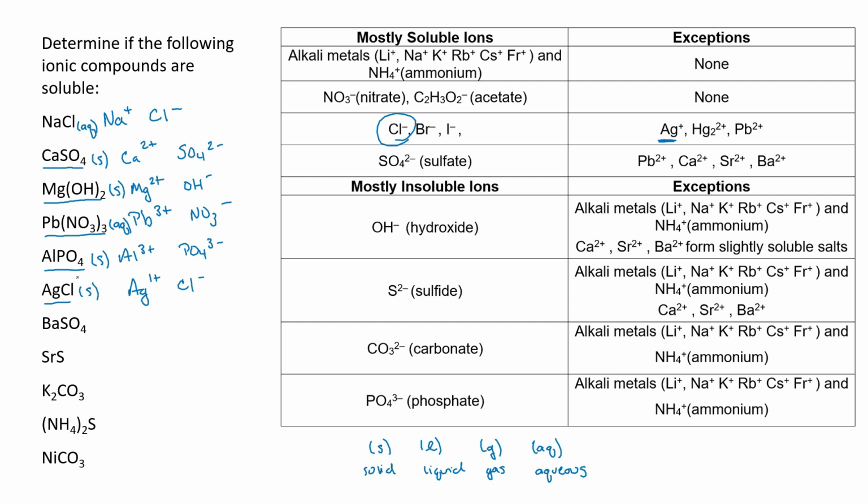Silver chloride is kind of one of those classic insoluble salts. You will probably at some point in your life do a lab where you precipitate out silver chloride.